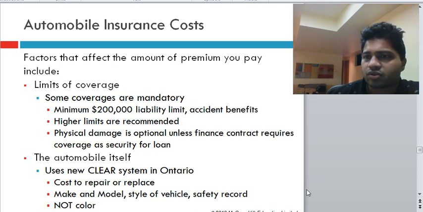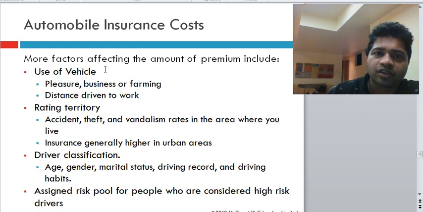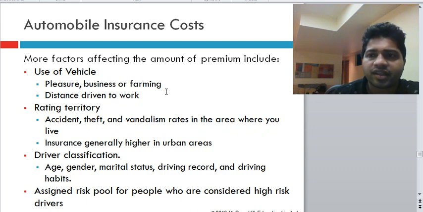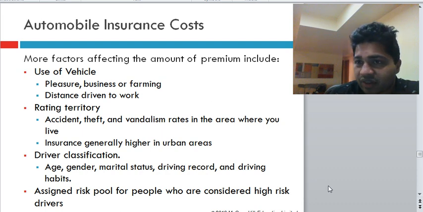It also depends on your safety record. So how many years you have had your license, how many years you have had no accidents, and all those things. So they have a bearing on the premium. Use of vehicle, so if you're using it for your personal use, business, or farming, the insurance would differ. Distance driven to work, so if you're driving, let's say, 10 kilometers only in a day versus you're driving 150 kilometers in a day, the insurance premium changes. Rating, accident, theft, and vandalism rates in the area where you live also determine the insurance premiums. Insurance generally is higher in urban areas, and lower in rural areas. Driver's age, gender, marital status, driving record, and driving habits. Assigned risk pool for people who are considered high risk drivers. So if you have a lot of traffic violations, your insurance cost will jump up. So speeding tickets are a bad idea.